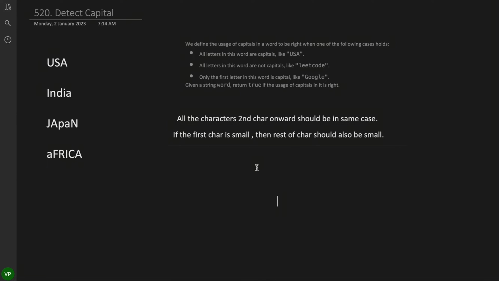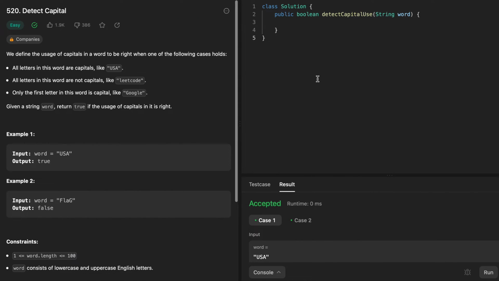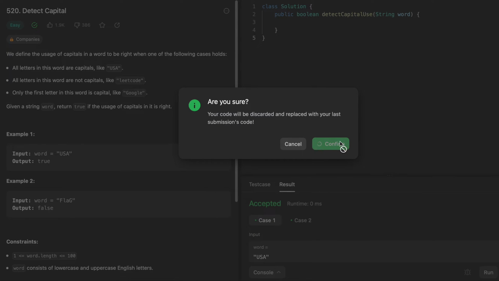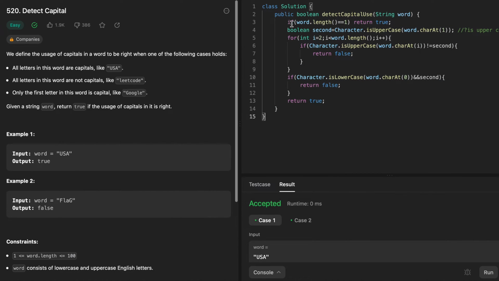So let's start with the solution. I've already written this, so let's retrieve the submitted code. Here we are checking if the word length is 1. Then we can return true, not a problem, because if it is 1, then we will not continue.